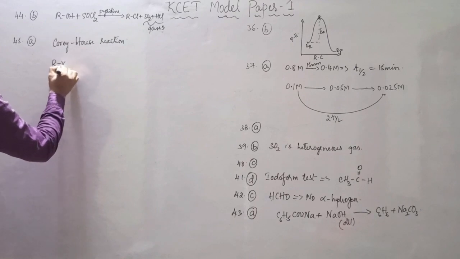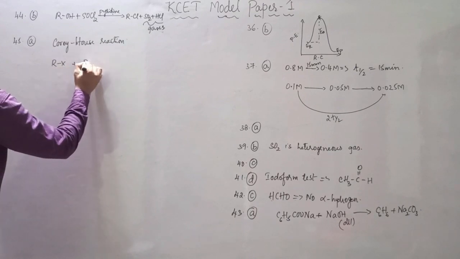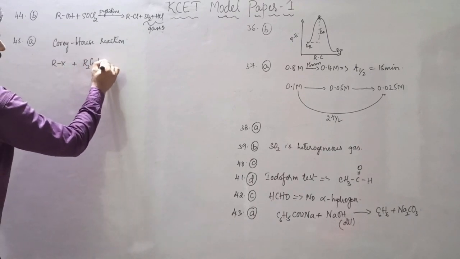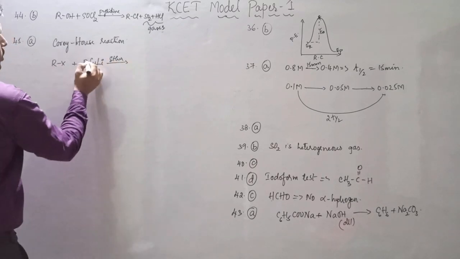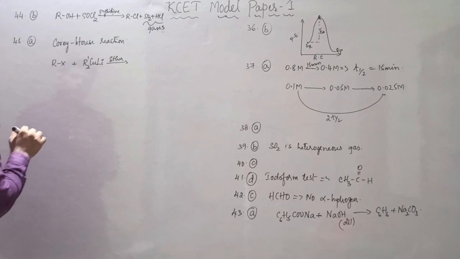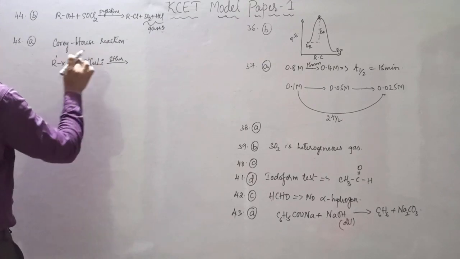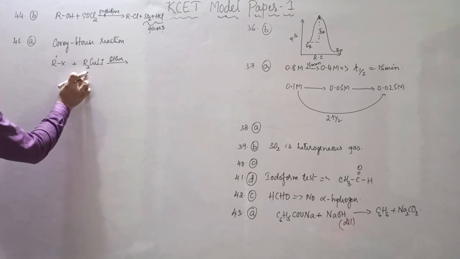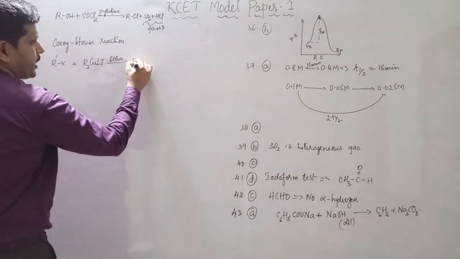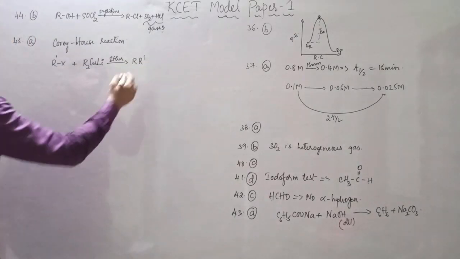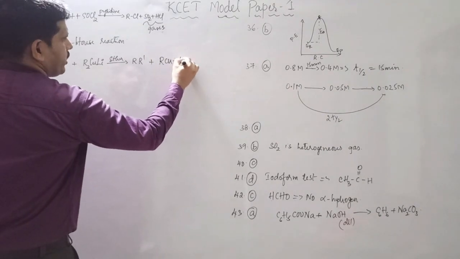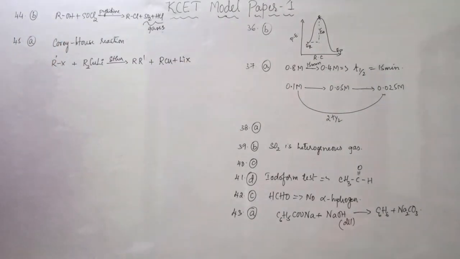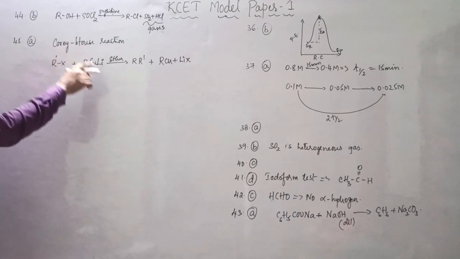When an alkyl halide R-X is treated with a dialkyl copper lithium in the presence of ether, what happens? Exchange. I will write R' here, just to differentiate two different alkyl groups. So you will get R-R' plus alkyl copper and lithium halide. Is that okay? So this is about the Corey-House reaction.